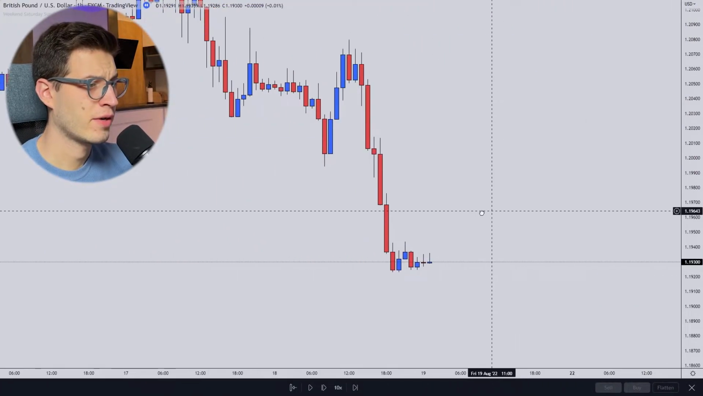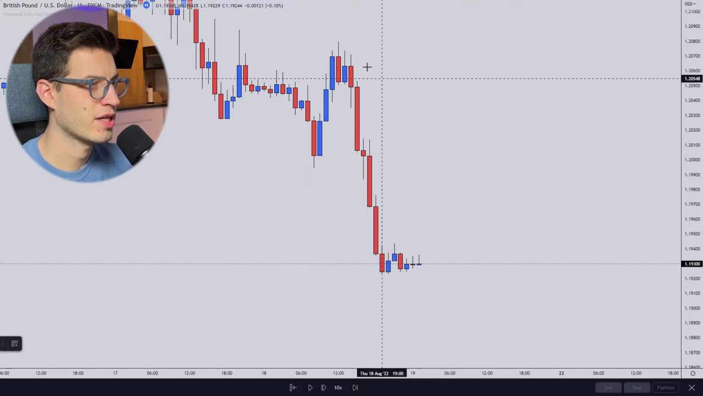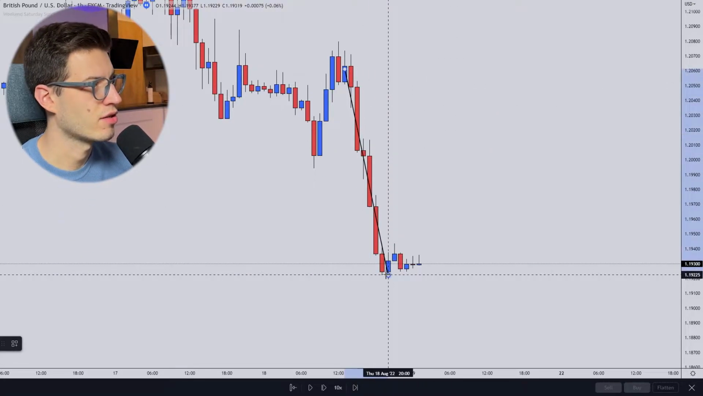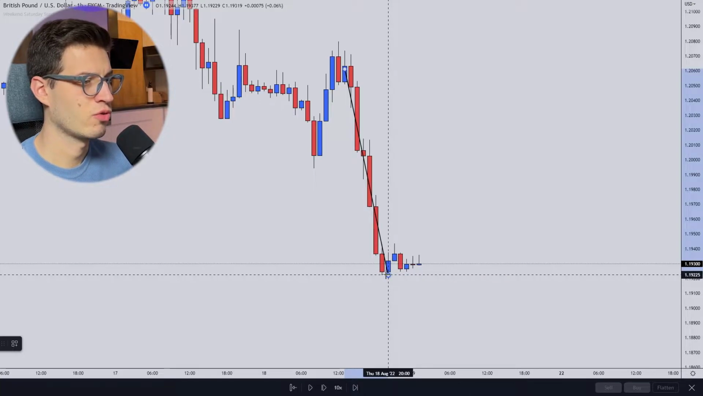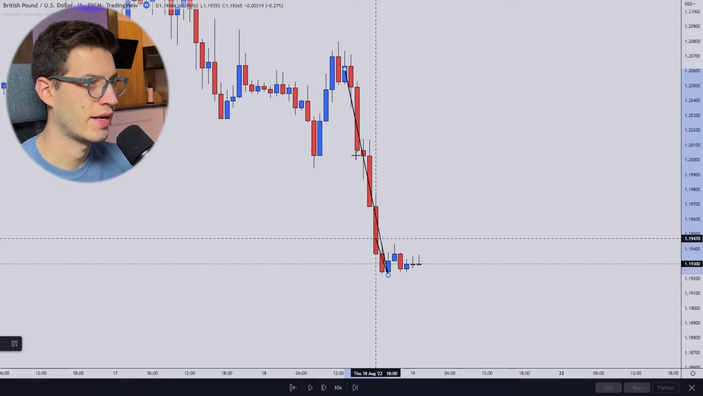Okay, so here we have another one. We have a large impulse to the downside. I'm definitely looking to sell. This is on the pound and the US dollar. This one happened on the 18th of August 2022. So a really fresh trade. Again, a large impulse down.